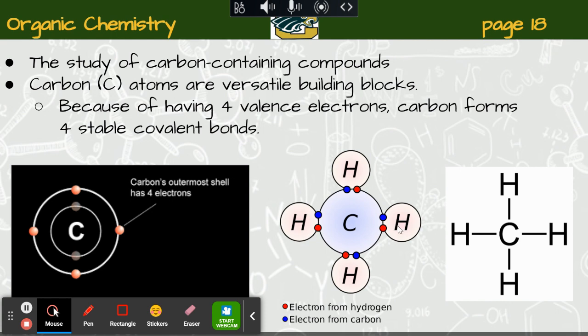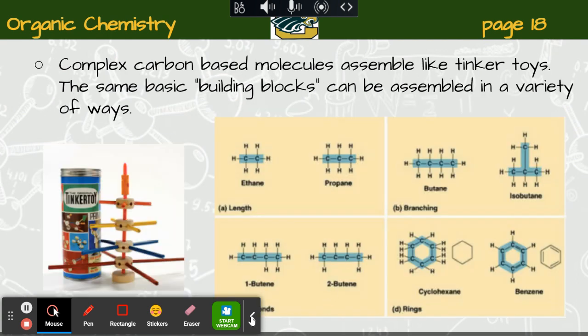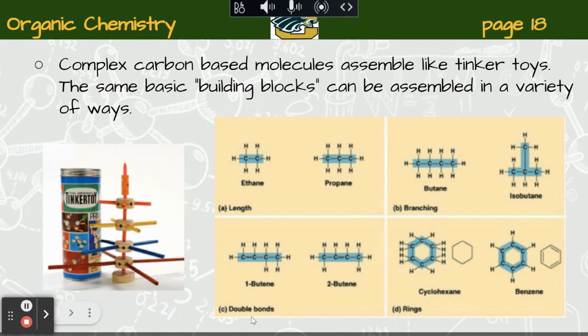So that just gives 4 places for it to bond to. They're very, very versatile because they can assemble, like another carbon can attach. So you can see 2 carbon, 3 carbon, 4 carbon. You can go to 20 carbon in length.